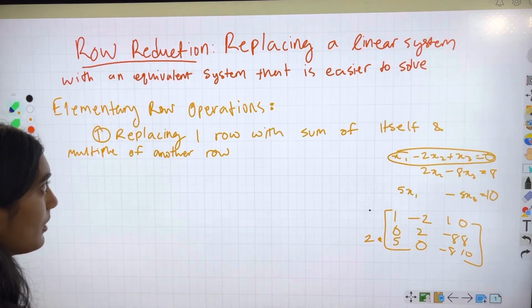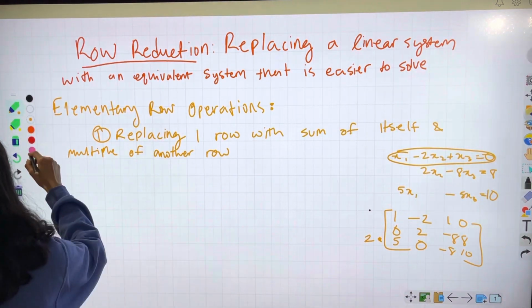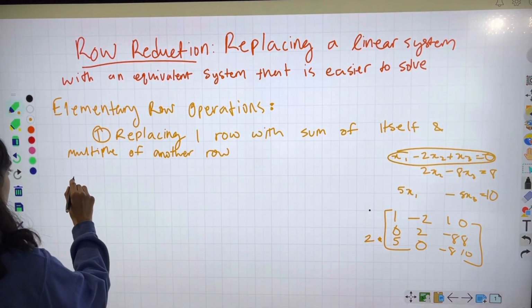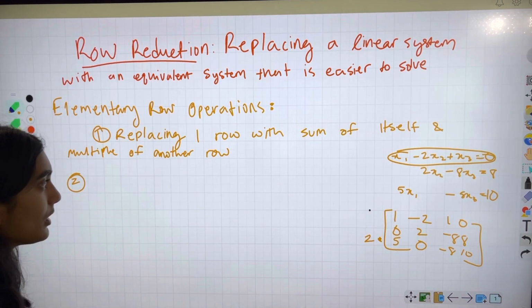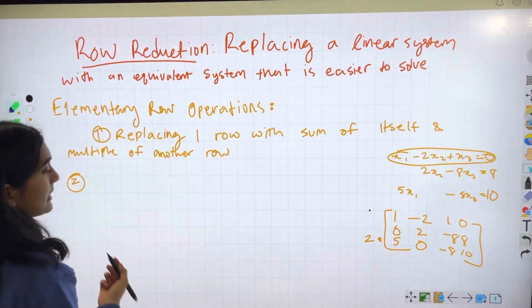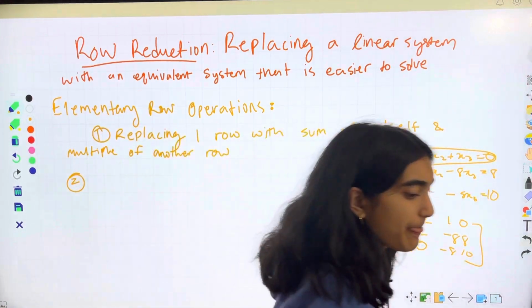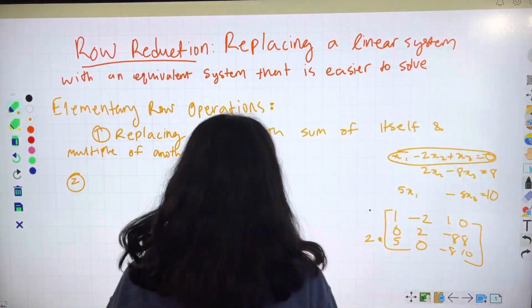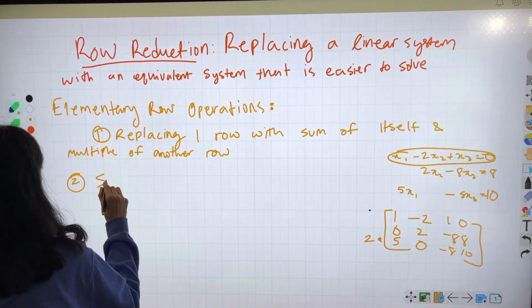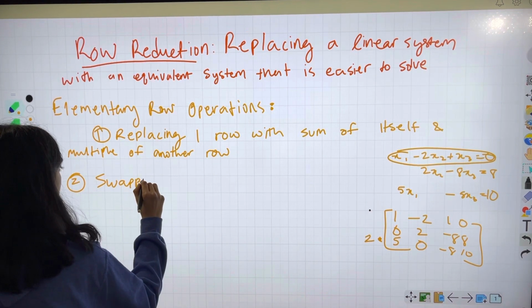So yeah, that's 1. And 2 is interchanging two rows, so like swapping rows.